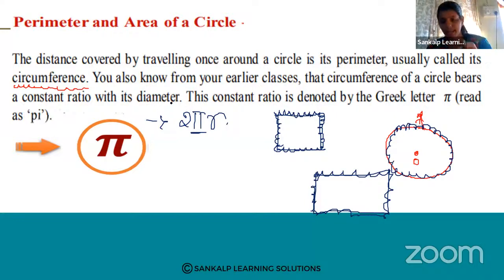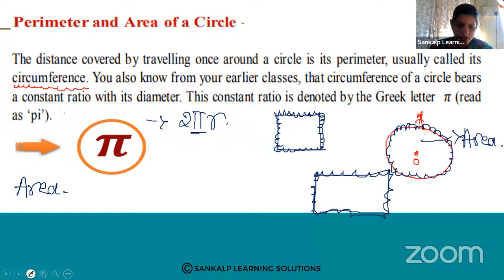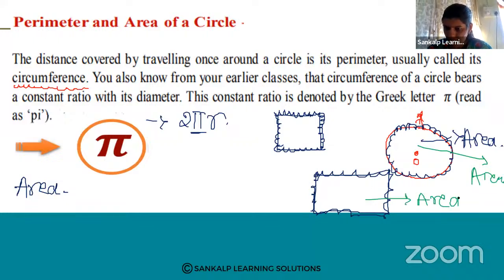Perimeter means outer boundary. What do you mean by area? Yes, my dear students, what do you mean by area? Area means, the outer part is the circumference, and the part inside the circle, this we call the area, right? So this we call the area of the circle. So this is area, the part inside the outer boundary.